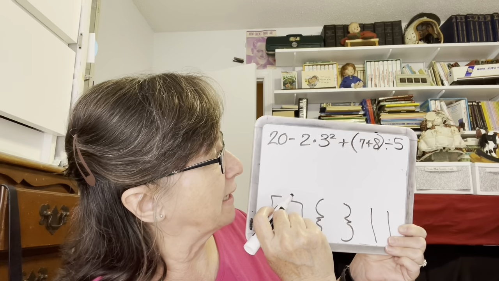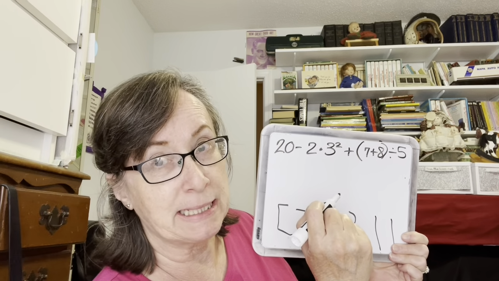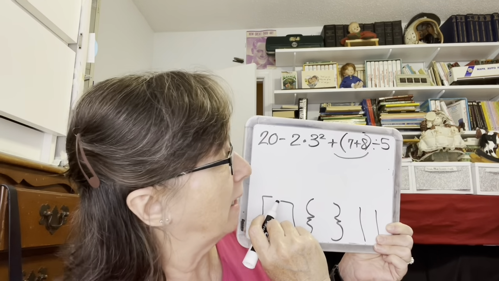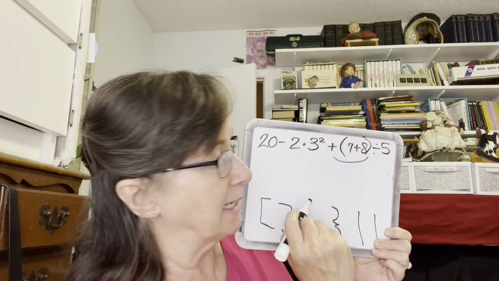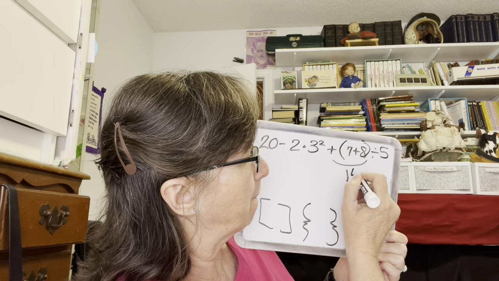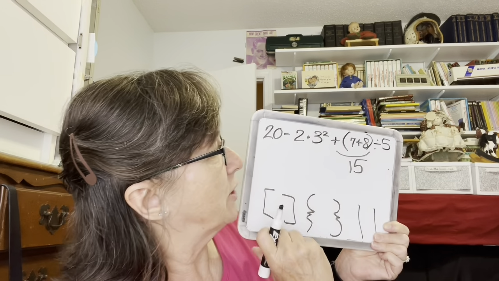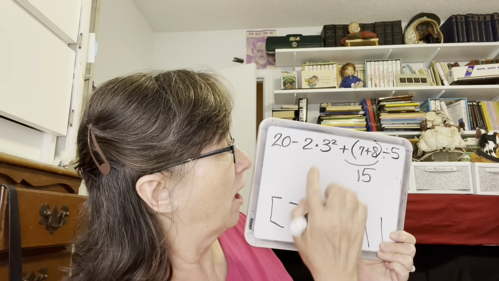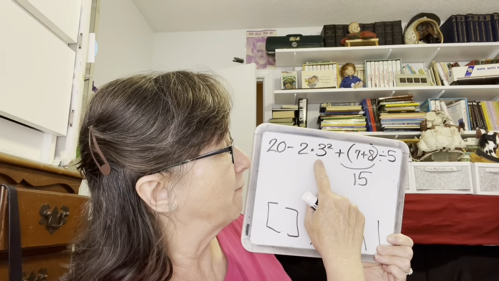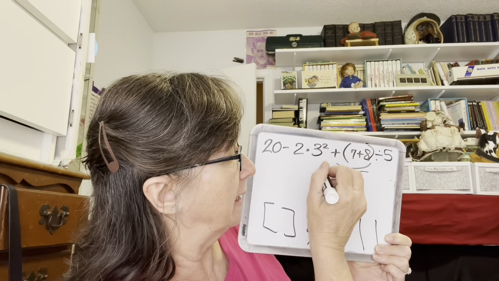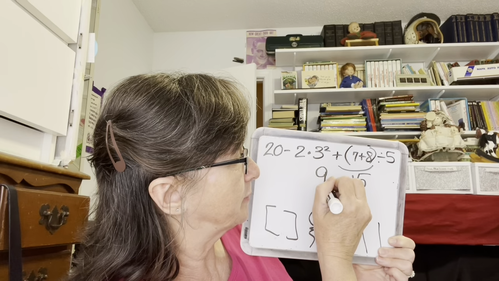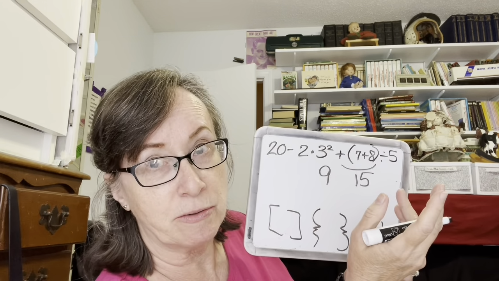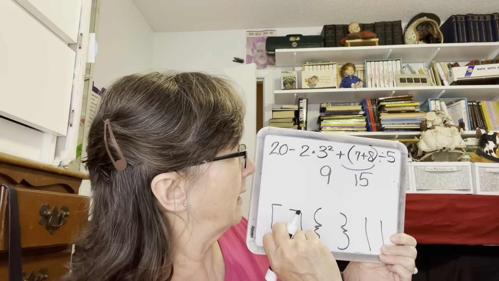We're going to start. We're going to say, okay, parentheses, please. We're going to come over here, and we have one parenthesis to take care of. 7 plus 8 is 15. Okay, so we've got parentheses. Then we've got exponents are going to be next. We have 3 squared is 9. Okay, we have to do that next. So we have done 2 steps. Let's go ahead and write what we have left.